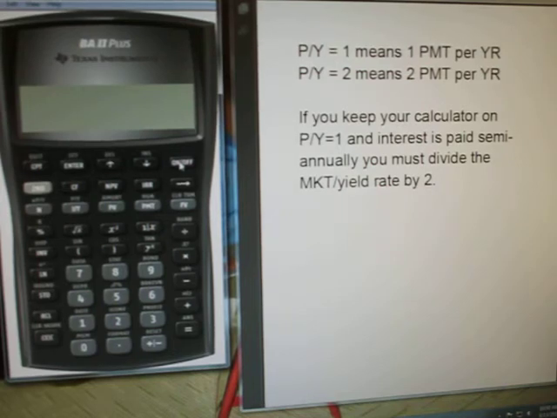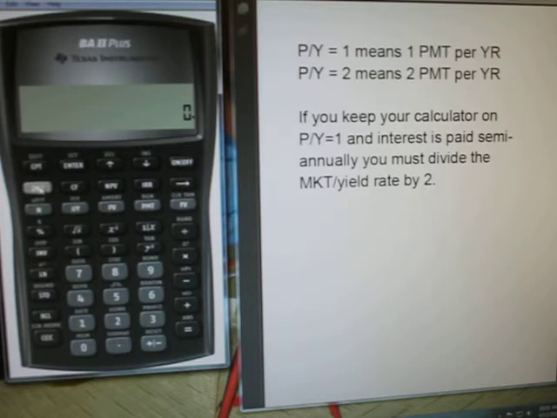So the purpose of this video is to show you how to use your BAII Plus Calculator for bond calculations. The first thing I want everybody to do is turn on their calculator, go to Second, Format, and make sure their decimal places is set on 9. Go Enter, Second, Quit. This means that your calculator will show you however many decimal places there actually are.